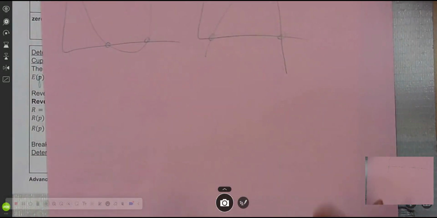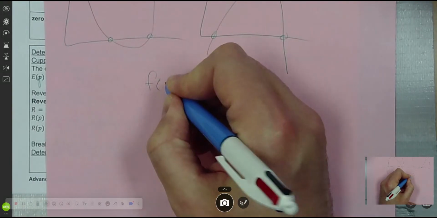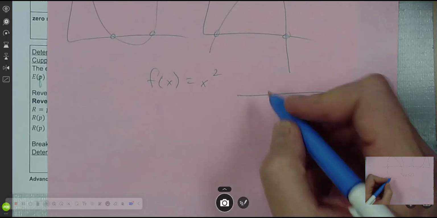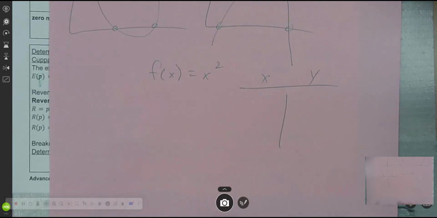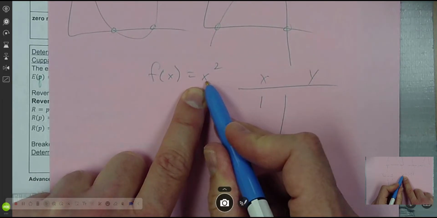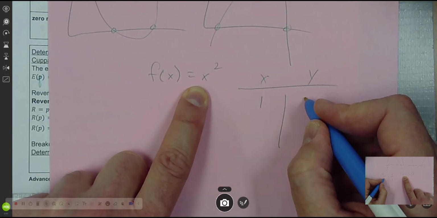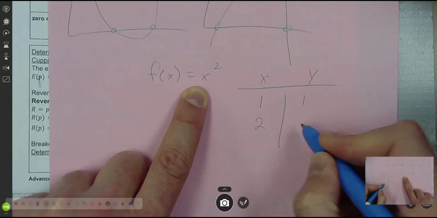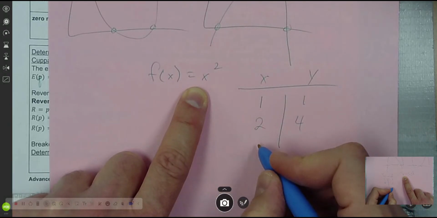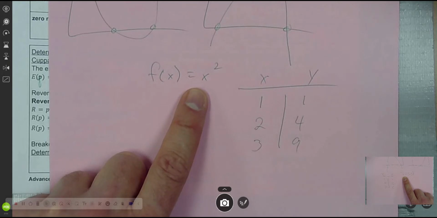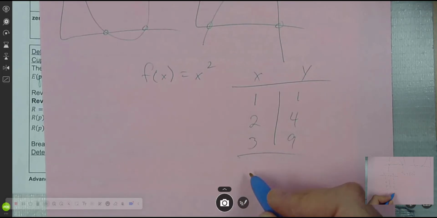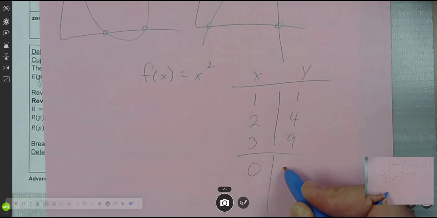The reason why is because if you have any f of x where x is squared, you can give yourself a little table. If that's the x value and that's the y value, if x is 1, 1 squared is 1 times 1, which is 1. If x is 2, 2 squared is 4. If x is 3, 3 to the second power is 9. And if I start going back the other direction, if x is 0, 0 times 0 is 0.